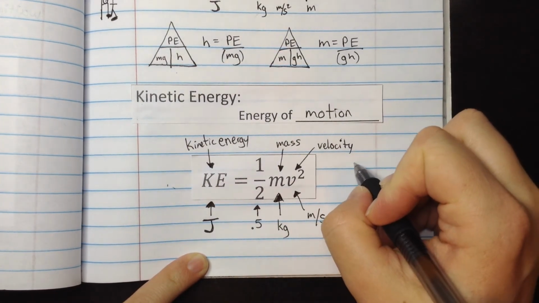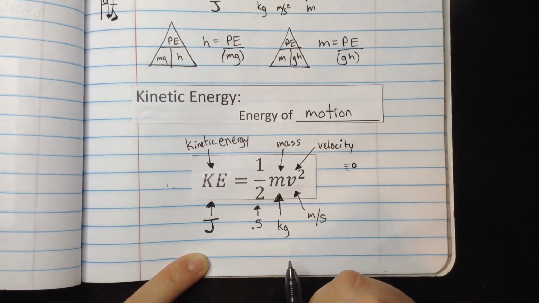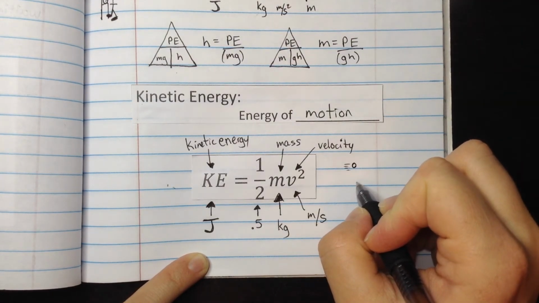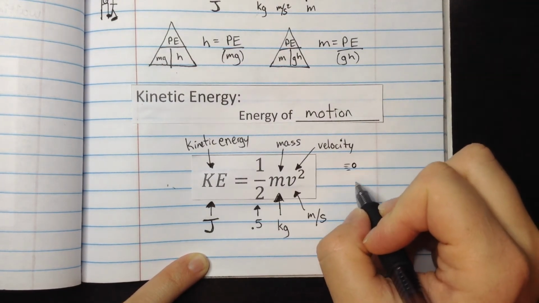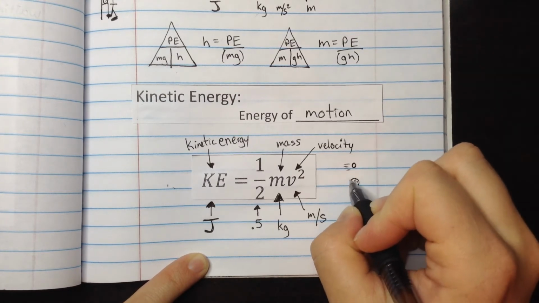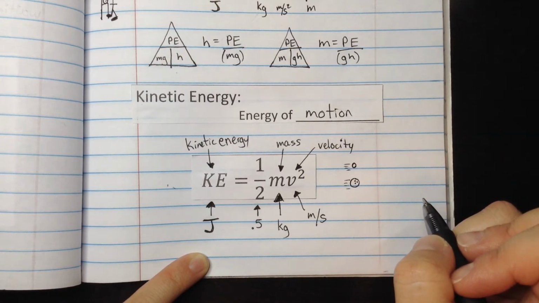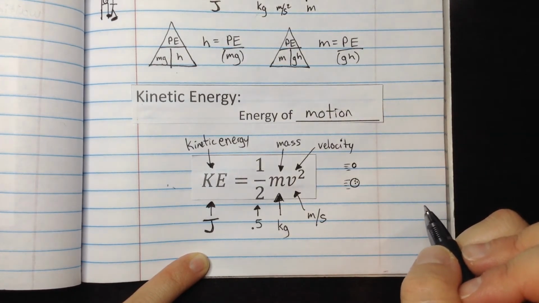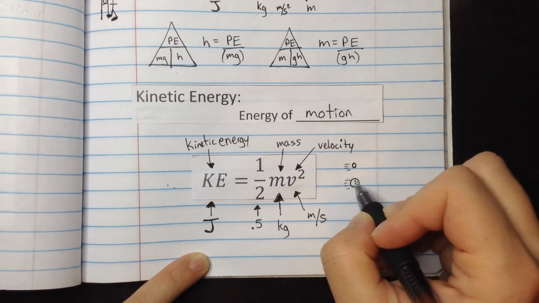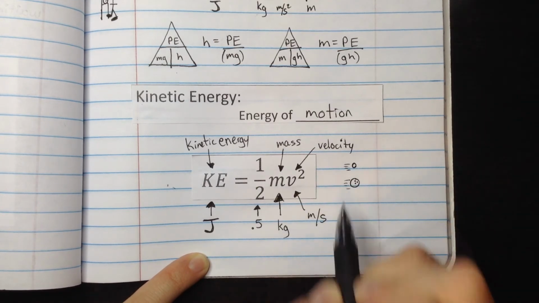So, if I take a ping pong ball that's going 2 miles an hour, or I take a bowling ball that's going the same 2 miles an hour, which one's gonna hurt more when it hits? Which one has more energy in it? Well, the bowling ball, because it has more mass, even though the velocity is the same.